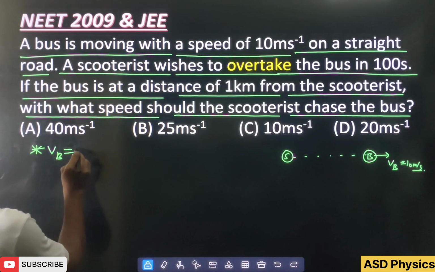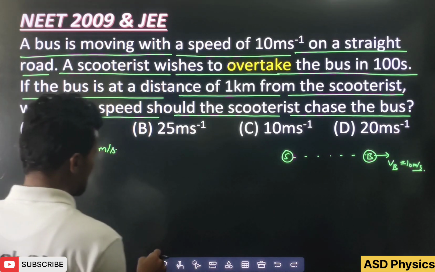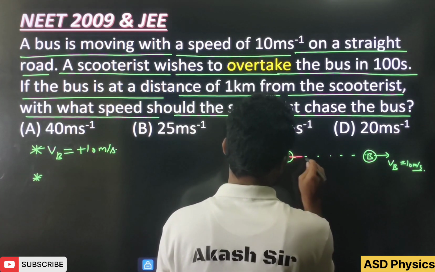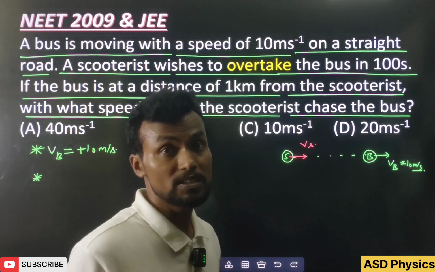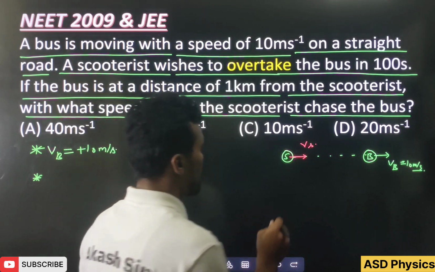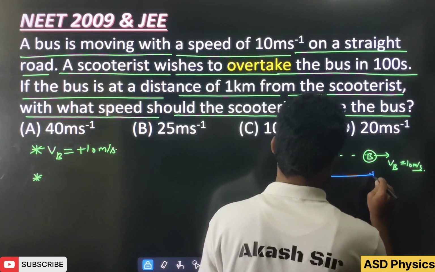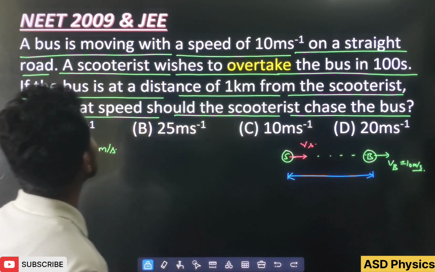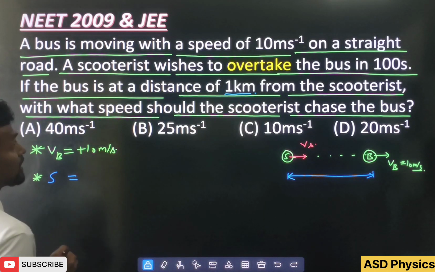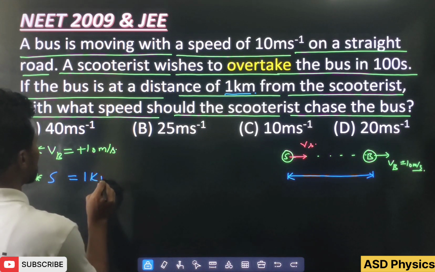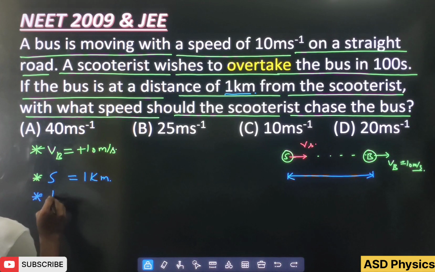Here I can write VB is plus 10 meter per second, mathematical sign convention. After that, as the scooterist wants to chase the bus, his speed will also be in this direction, and Vs should be greater than Vb, then only the scooter can chase the bus. After that, the distance between them, how much is given here? 1 kilometer. So I can write S as 1 kilometer, the distance between them. And time, in how much time does he want to chase?